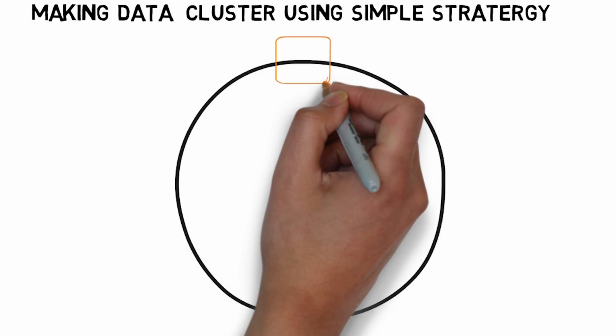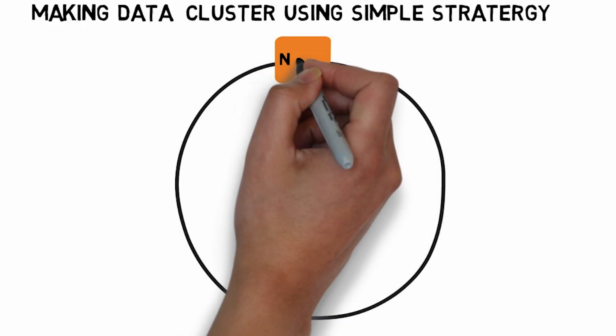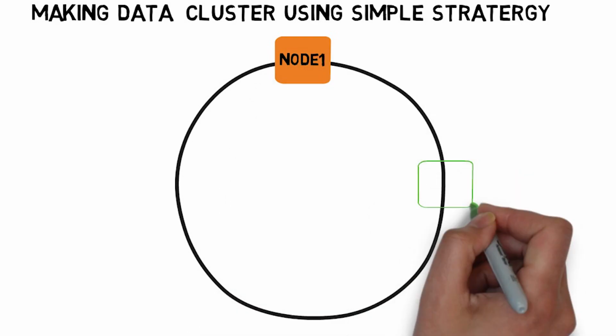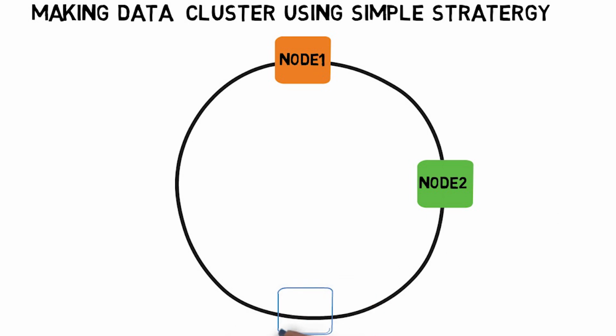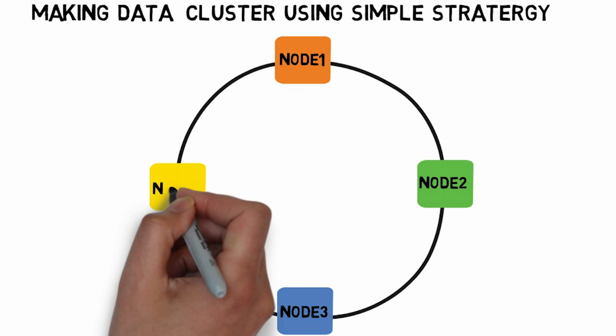Let's say, for example, I want to make a cluster of 4 nodes. Then what I need to do is place all the 4 nodes on my ring. Let's say I have 4 nodes called node 1, node 2, node 3 and node 4. This is the first thing you need to do.